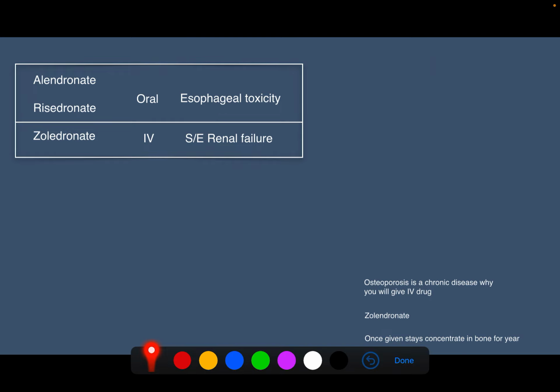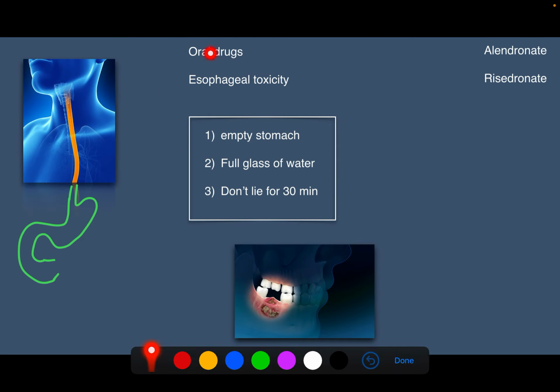Done. Now we are studying this esophageal toxicity. The oral drugs cause esophageal toxicity. How exactly? Even if the drug touches some part of the esophagus, it can cause ulcers. So these are very toxic drugs, and you have to give this advice to the patients before taking this drug. You have to take it on an empty stomach. Why? Because if your stomach is full and the drug is here, there are chances that it can regurgitate into the esophagus and cause damage, right? So you have to take it on an empty stomach, not after a meal. Done.